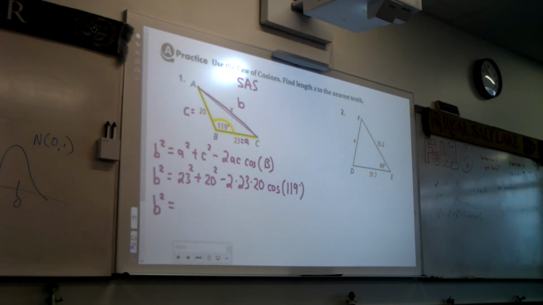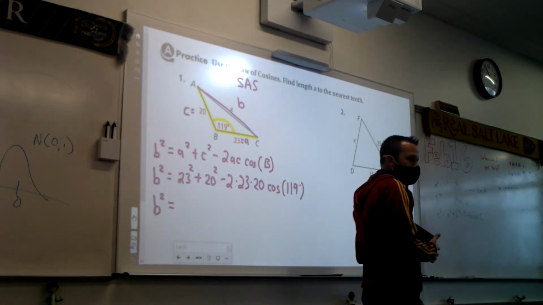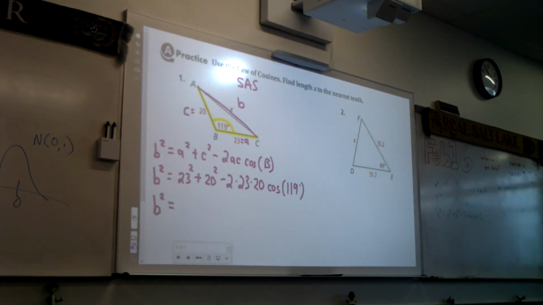Is it all about parentheses like the other one? Well, this one, the only parentheses you need around is the angle, the cosine of 119. So be careful with that, but everything else is pretty straightforward. So plug that in, check with your neighbor if they got the same thing.